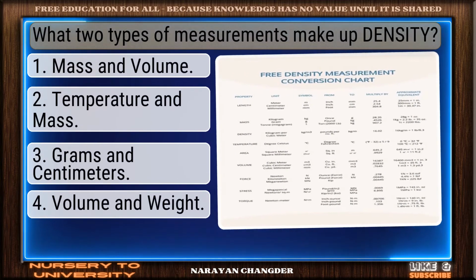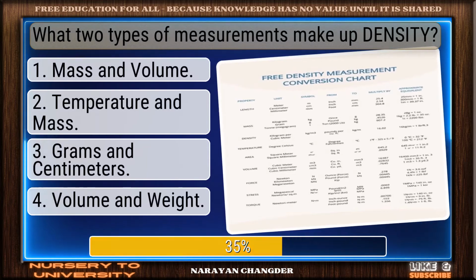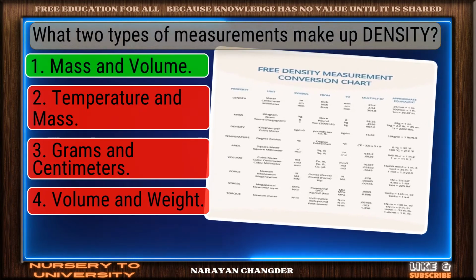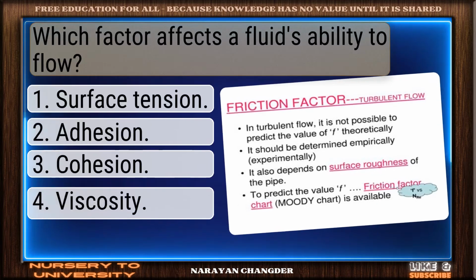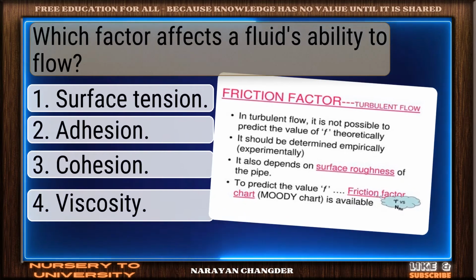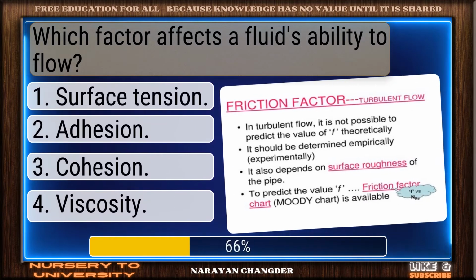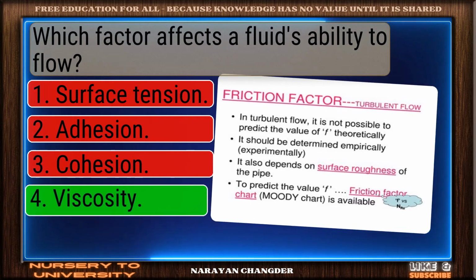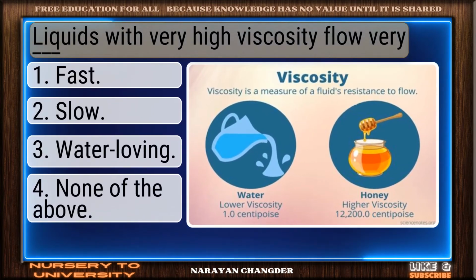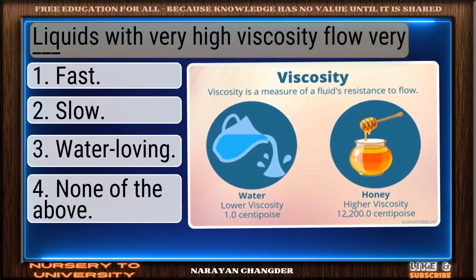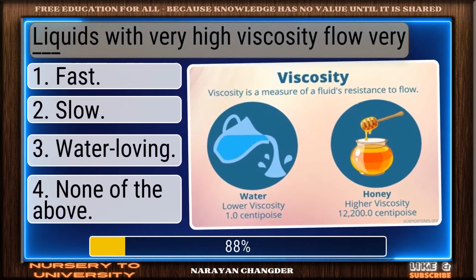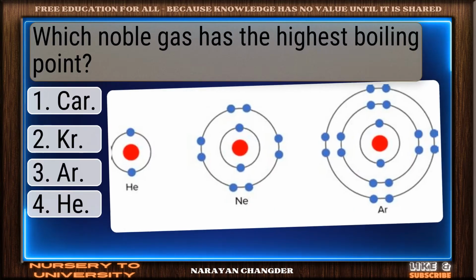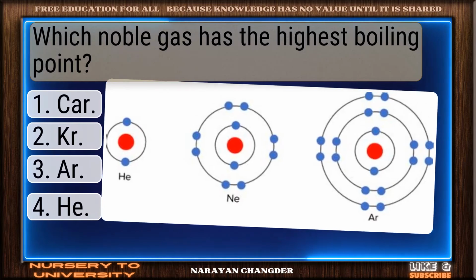What two types of measurements make up density? Good thinking. Mass and volume is the right answer. Which factor affects a fluid's ability to flow? You chose viscosity, and it is correct. Liquids with very high viscosity flow very dash. You got it. Your choice, slow, is right. Which noble gas has the highest boiling point?